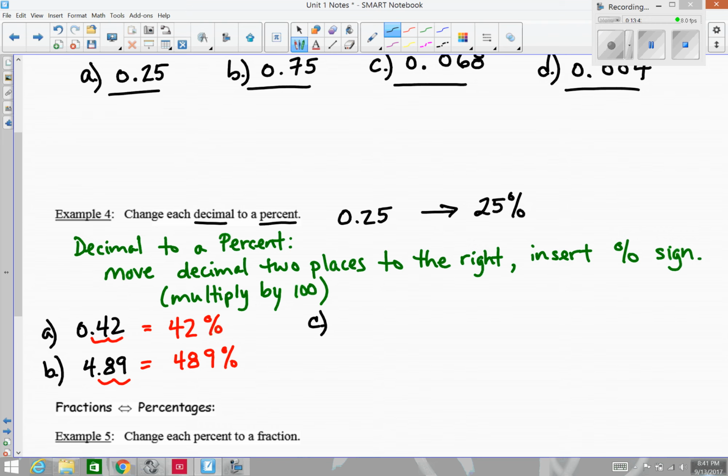Example C, we'll use 4.5. Move the decimal 2 places to the right. I'm going to need to add a 0 to get my decimal to be 2 places moved. And then I am going to add a percent sign. Did anybody notice that I mistakenly put a percent sign on my first example there? That should be 4.5, equivalent to 450%.